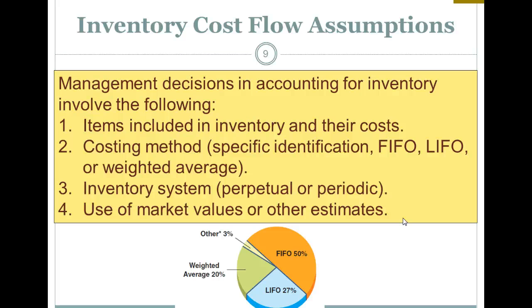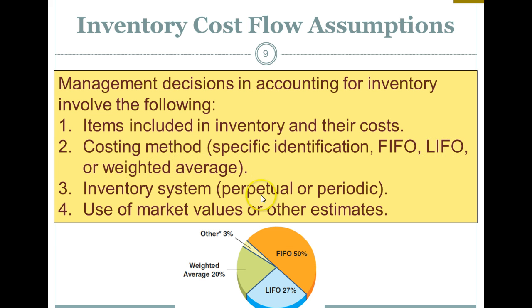Inventory cost flow assumptions. Management decisions for inventory include items in their inventory and their costs. So you're going to gather all your costs from various things. It could be insurance, transportation, storage, that's included in that inventory. And then you're going to choose what method you're going to use to value this inventory. And there are four methods: specific identification, FIFO, which stands for first in, first out, LIFO, which stands for last in, first out, or a weighted average.